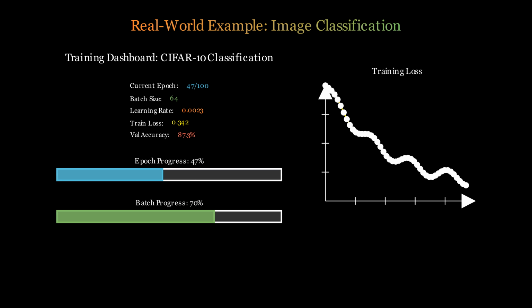The learning rate has been scheduled down to 0.0023. And we're seeing good convergence with 87.3% validation accuracy. The loss curve shows steady improvement with some natural oscillation.